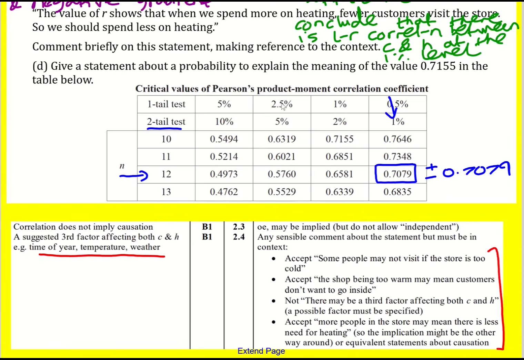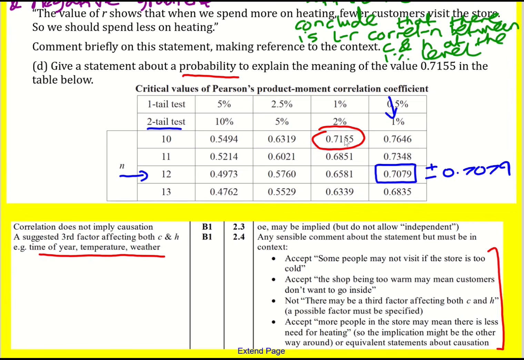Finally, give a statement about a probability. That threw me off a little bit to start with. A probability to explain the meaning of the value 0.7155 in the table below. So normally when you're doing hypothesis tests on this product moment correlation coefficient, you're doing exactly what we did in part A.